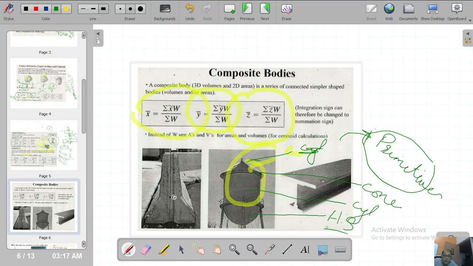So these composites, when combined together, we can calculate their centroids, and it is easier because we would just be using the summation sign instead of the integral. The reason being they are perfect geometrical structures, so we can replace the integral sign with the summation sign, and we can do it for areas and for volumes for the centroidal calculations.